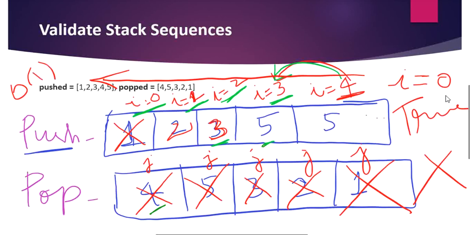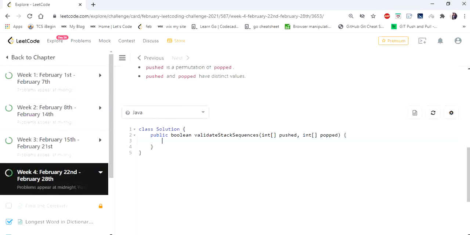So now let's see how we're going to code it. As I said, our first solution is going to use a stack, and I'm going to have an iterator. So first I'm going to push all my elements from the pushed array to my stack. Once I have pushed, I'm going to check whether it is the top element in my popped array.